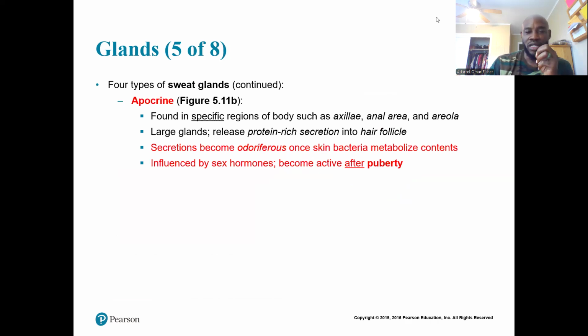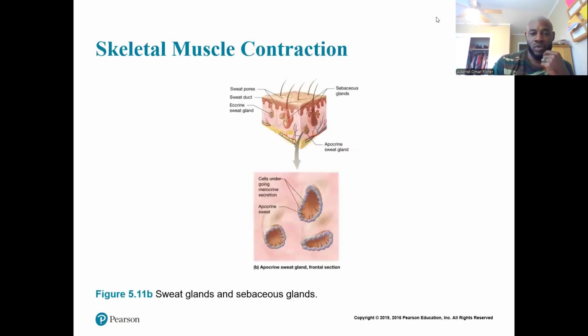You also have apocrine, right? These are found in specific body regions. Secretions become odoriferous, have a smell, once skin bacteria metabolize the contents. These are large glands, secrete into the hair follicle. These are influenced by your sex hormones. Apocrine sweat glands. So these are associated with the hair follicles.